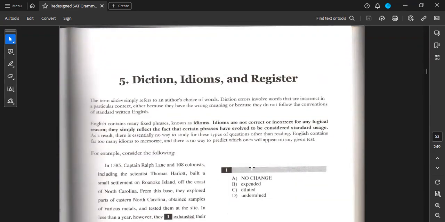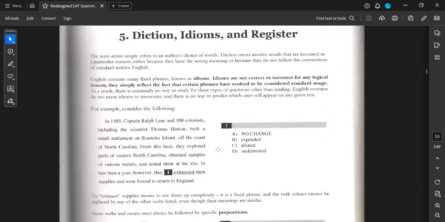All right, so we have an example here, right? First example we're going to look at, just to see what we are talking about, reads as follows: In 1585, Captain Rolfe Lane and 108 colonists, including scientist Thomas Heriot, built a small settlement on Roanoke Island off the coast of North Carolina. From this base, they explored parts of eastern North Carolina, obtained samples of various metals, and tested them at the site. In less than a year, however, they exhausted their supplies and were forced to return to England.